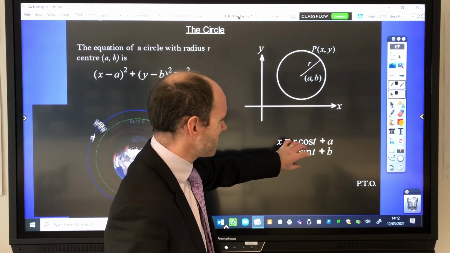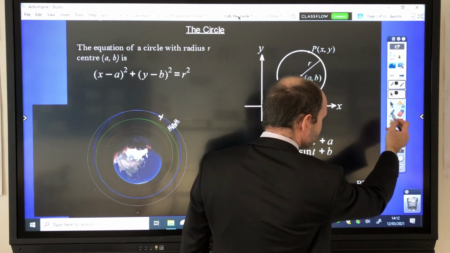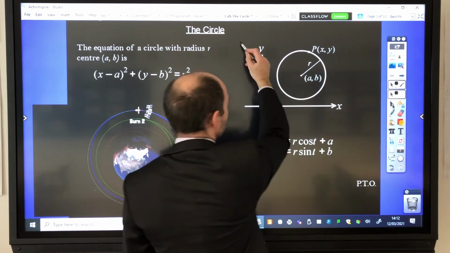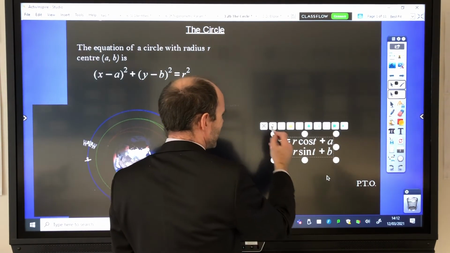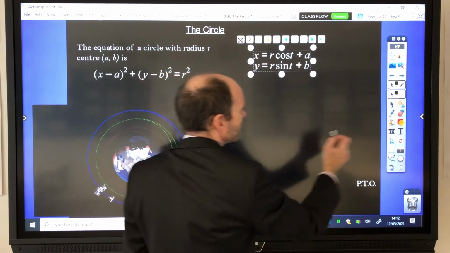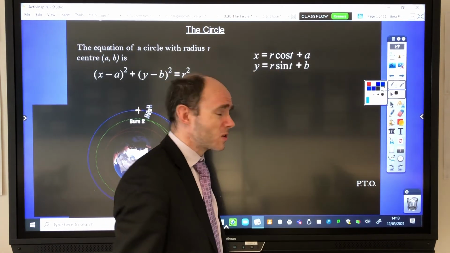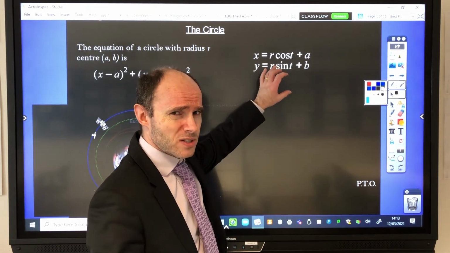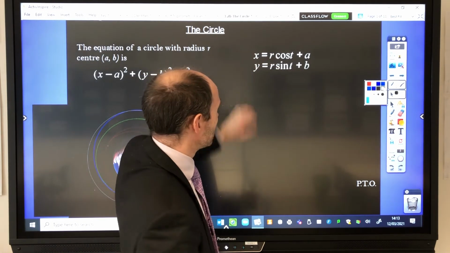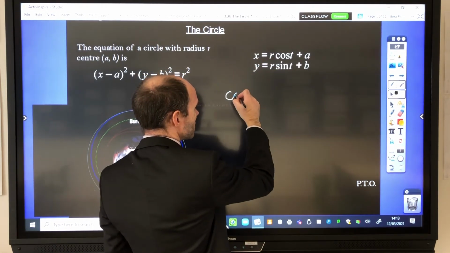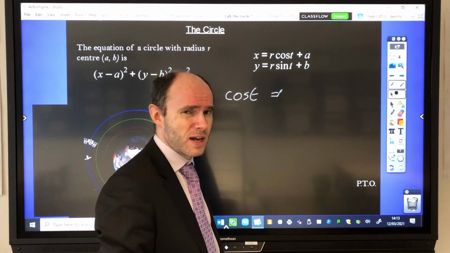Let's just go with this, okay? What I'm going to do is just adjust my board a little bit. Maybe let's just get rid of that, even though it's really, really nice. Let's just prove, shall we, that these are the parametric equations of a circle. So we're going to do the same thing again as what I just did. We're going to eliminate theta from these two equations, okay? So what I'm going to do is make cos t the subject in the first one.